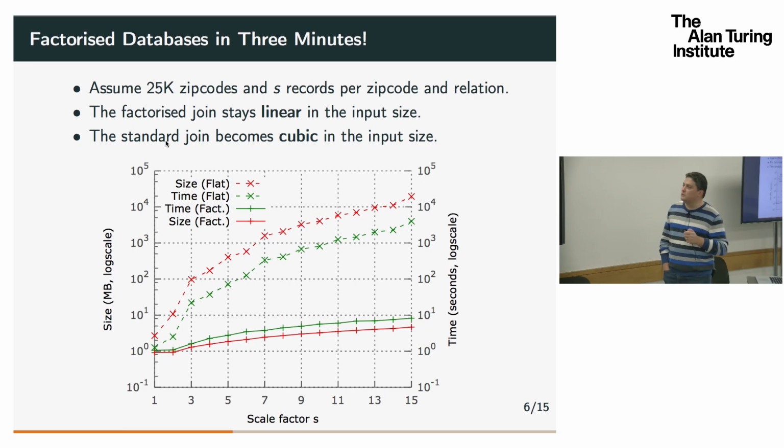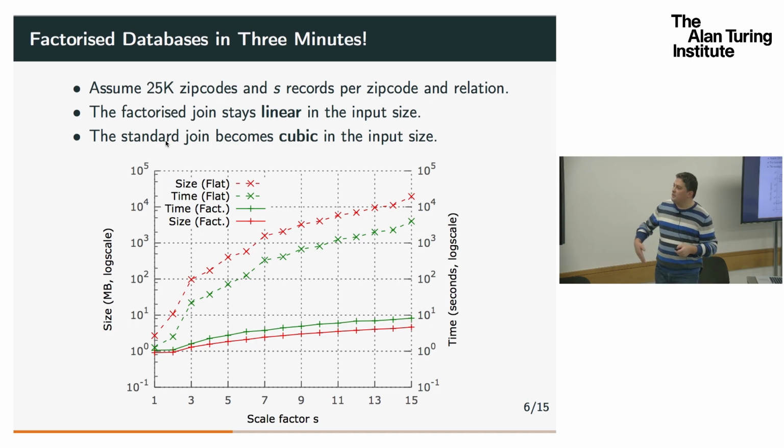Now I constructed 25,000 zip codes in every table, and I take S records per zip code and relation in every table. Now, if you do the usual standard representation, then you will be cubic, because you'll basically join for a given zip S with S with S records from the different tables. So as S increases, you expect a cubic decrease of performance for the standard join. But for our factorized join, we stay linear because we avoid this explosion.